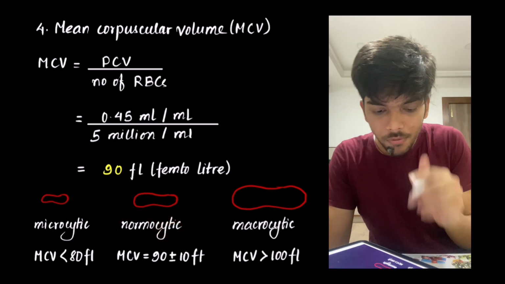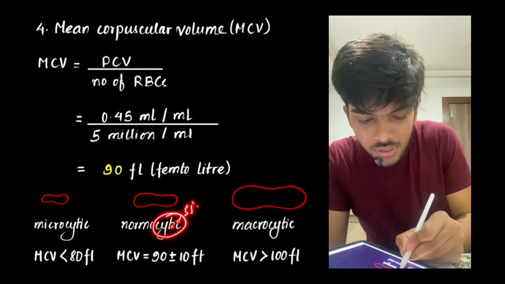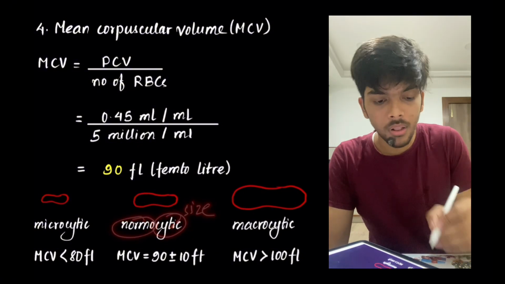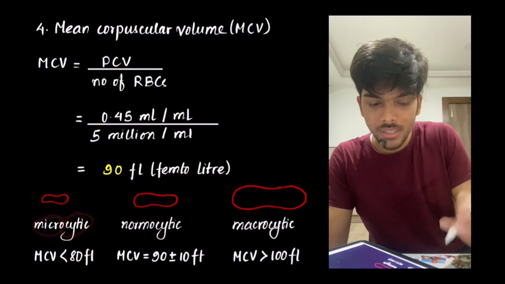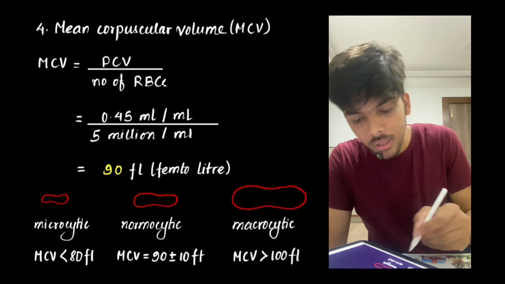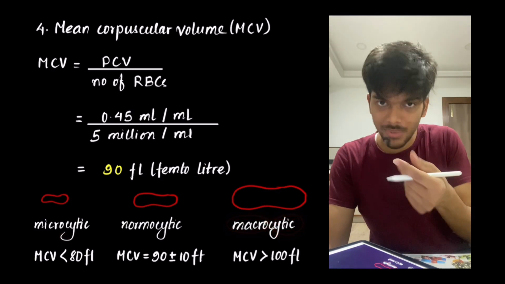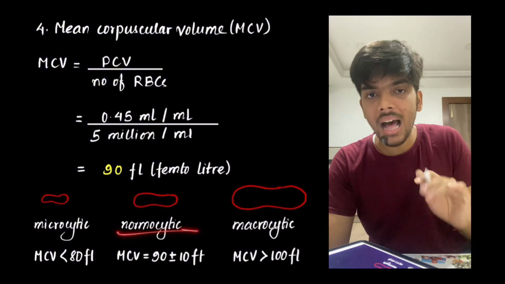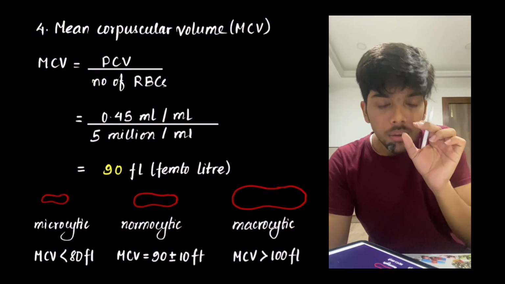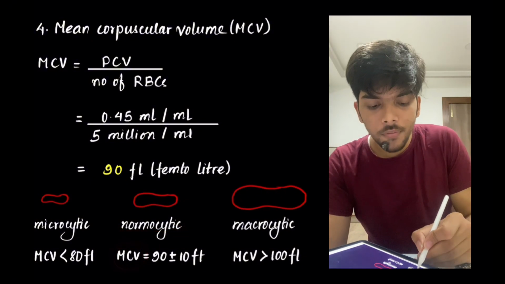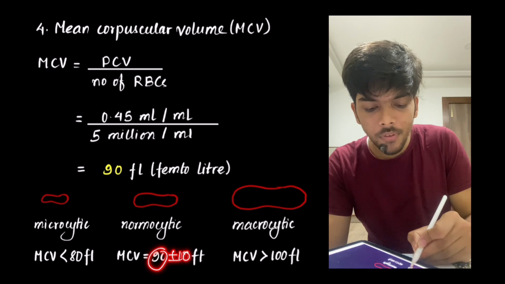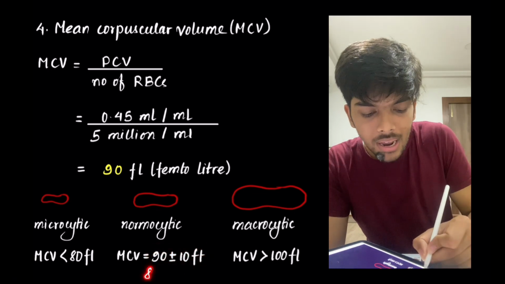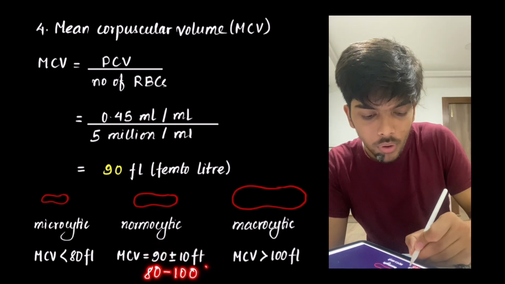Normocytic. Remember, cytic refers to size. Normo means normal. Microcytic, cytic means size, micro means smaller than normal. Macrocytic, cytic means size, macro means larger than normal. So normocytic RBC have a mean corpuscular volume of 90 plus or minus 10 femtoliter. That is from 80 to 100 femtoliter.